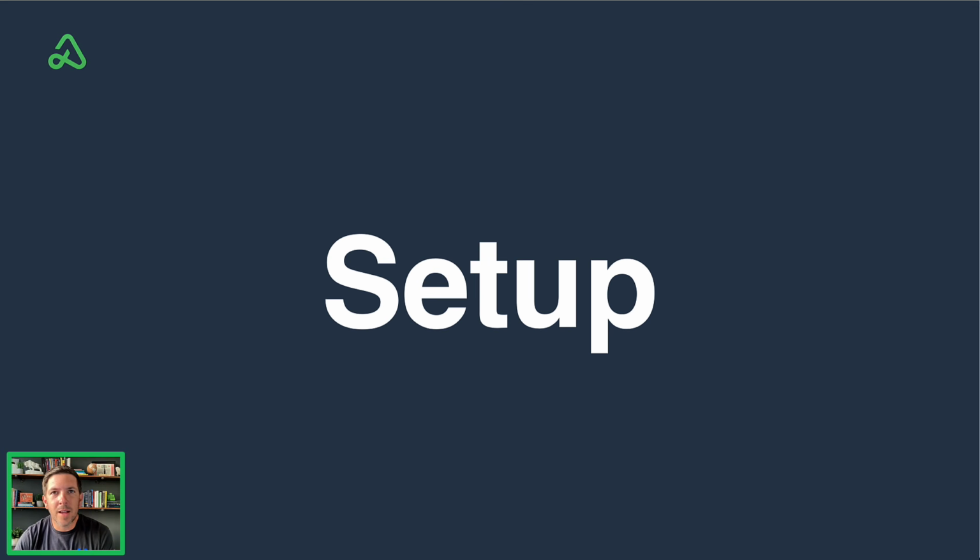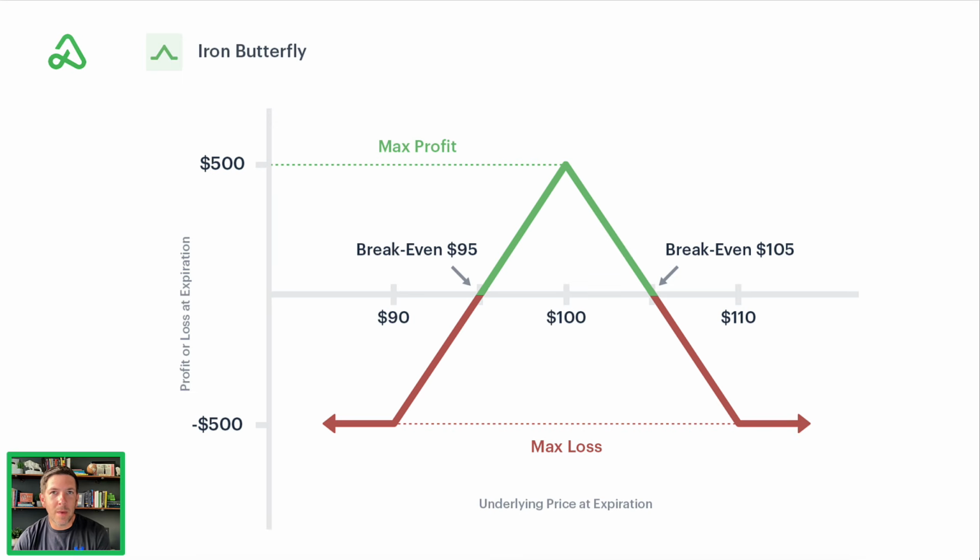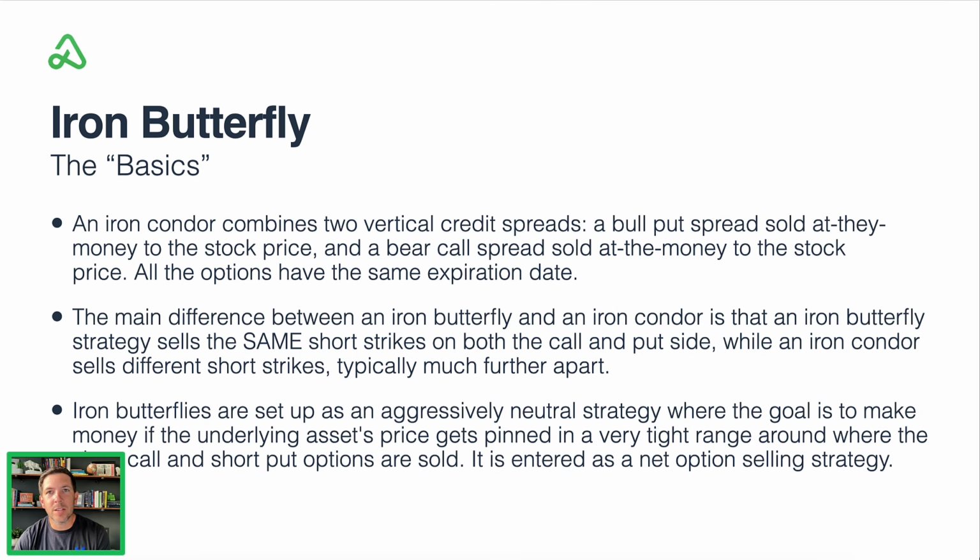So Iron Butterflies are actually very easy to set up. It's essentially two vertical spreads that you're going to put together. So the payoff diagram looks like this. We'll come back to this in a second, but this is the payoff diagram you're going to put together, and you're going to essentially create an Iron Butterfly by putting together two vertical spreads. You're going to sell a bull put spread and a call spread, and you're going to do both of those at the money for the short strike.